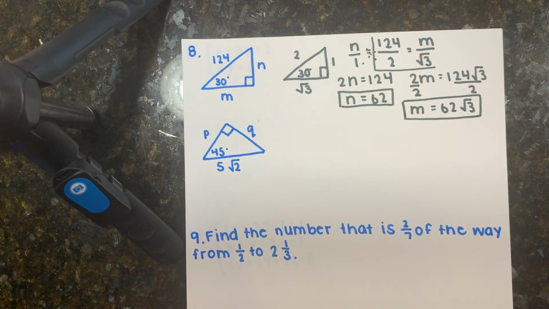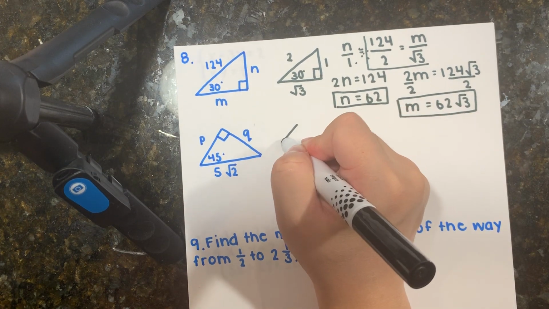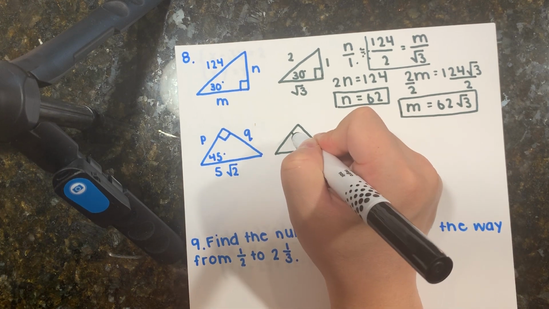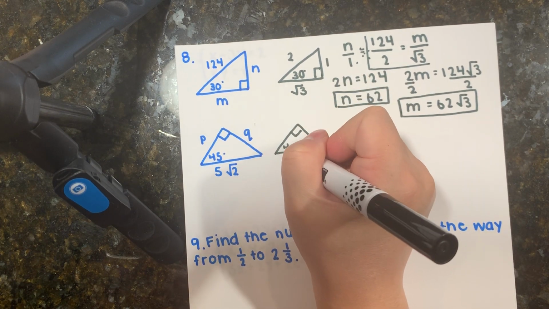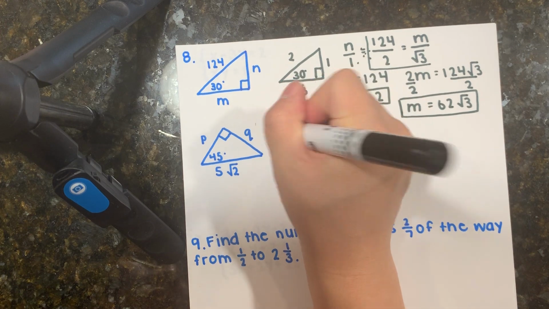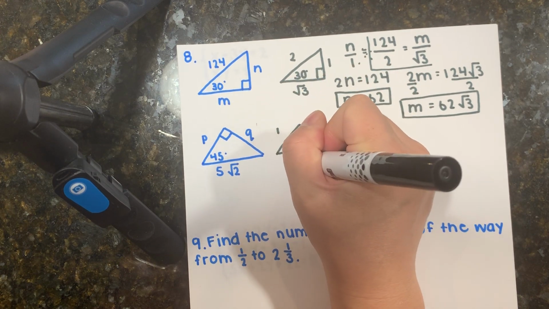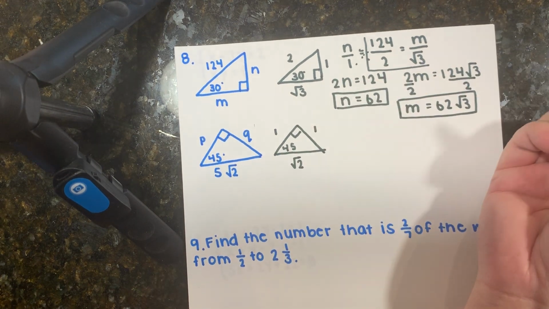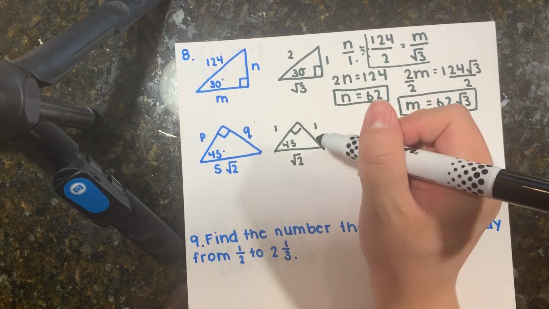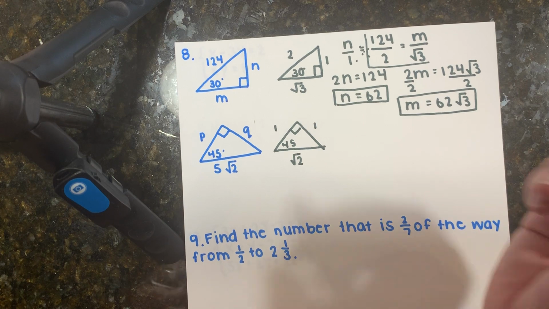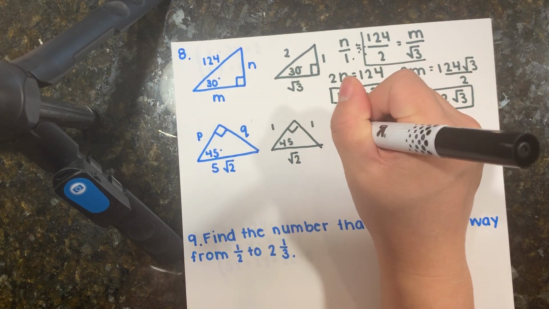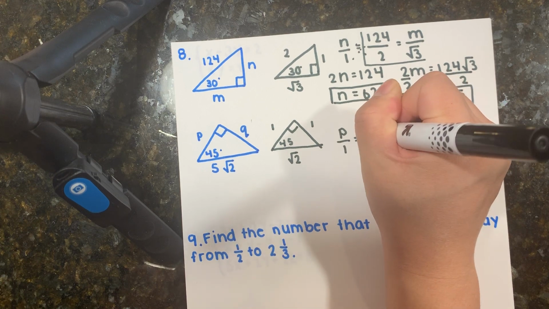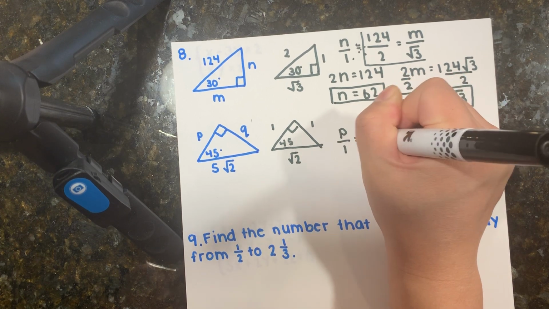Now for my second one, I have to draw my other reference triangle, and you need to face it in the same direction. So for this one, I'm going to have the right angle here, and it's going to be 45, 45, 90. So the sides are 1, 1, square root of 2. Notice that on this triangle, both P and Q are going to be equal to each other because on the reference triangle, the sides are exactly the same. So I'm just going to solve for one of them. So I'm going to go P over 1 equals 5 root 2 over root 2.